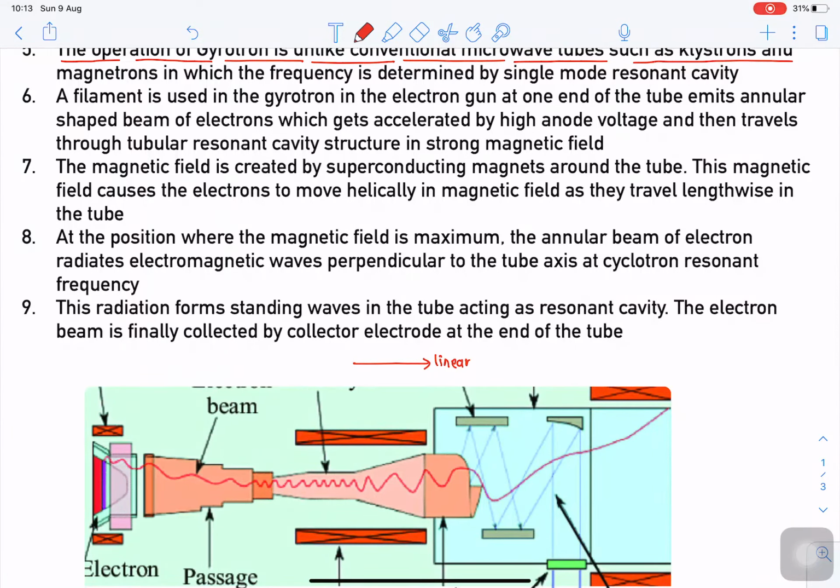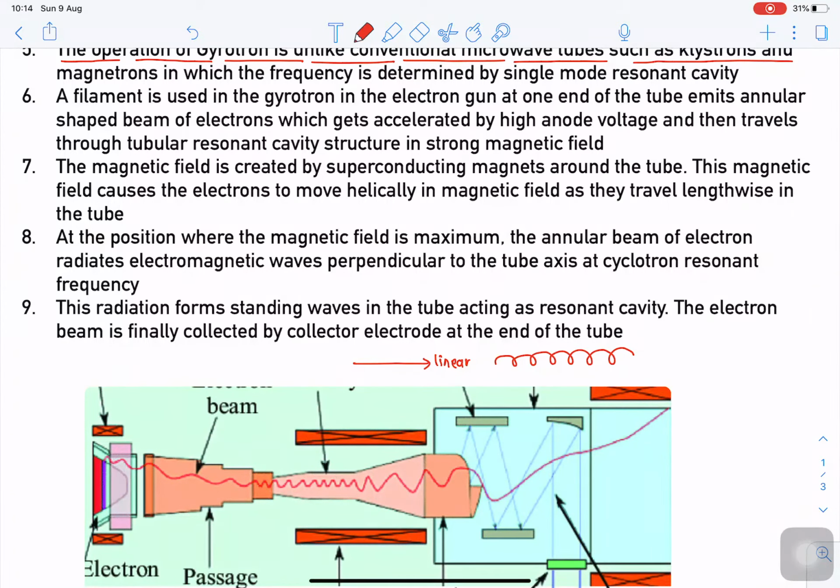So instead of generating a linear beam of electrons, the gyrotron will produce a beam of electrons in an annular shape. Annular shape means a ring-like shape. So the electron beam looks like a spiral or a coil in the annular shaped structure. It emits the annular shaped beam of electrons, which gets accelerated by high anode voltage.